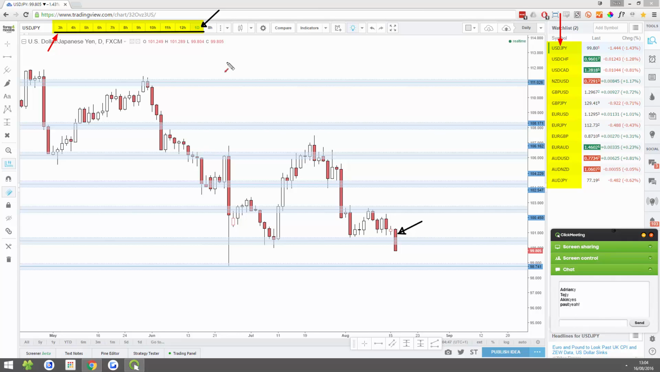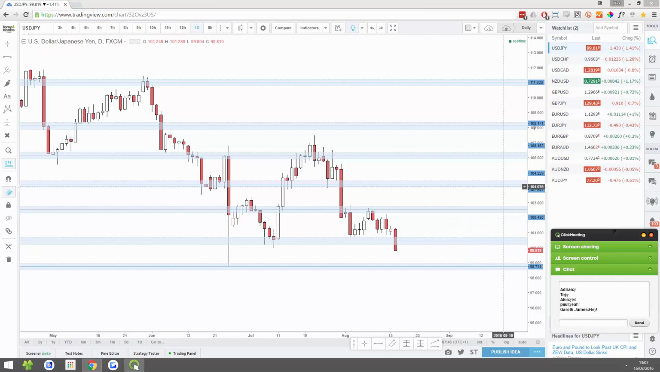And one last thing before we get started, I do not trade all of these time frames. The time frames I trade are the 3 hour, 4 hour, 6 hour, 8 hour, 12 hour and daily. The other time frames here, the 9, 10, 11, 7 and 5, they are there just for analysis purposes. Anyway, so let's get started with the analysis. We're going to look at USD JPY first, and we're going to work our way down.